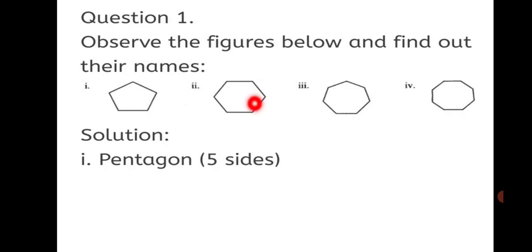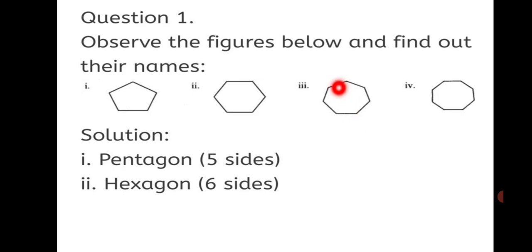Let's count the sides from the top: 1, 2, 3, 4, 5 and 6. A closed figure having 6 sides is called a hexagon. So write it down. Second answer, hexagon with 6 sides. Third question. Let's count the sides. 1, 2, 3, 4, 5, 6 and 7. This closed figure in question number 3 has 7 sides.